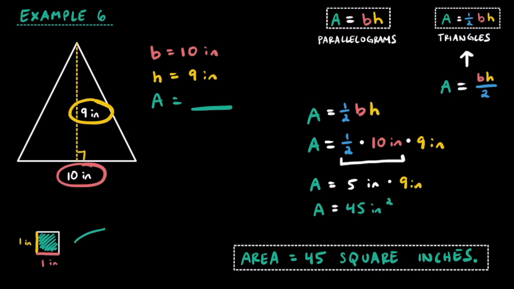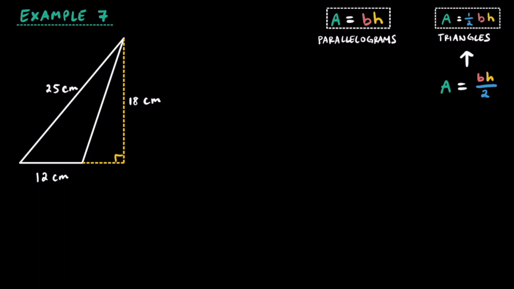And what that means is that we can fit 45 of these 1 inch by 1 inch squares inside of that triangle. Example 7. Let's find out the area of this triangle. Right away, we see this 12 along the bottom, and that's going to be our base. So I'll say the base is equal to 12 centimeters. Then we have to decide what the height is.